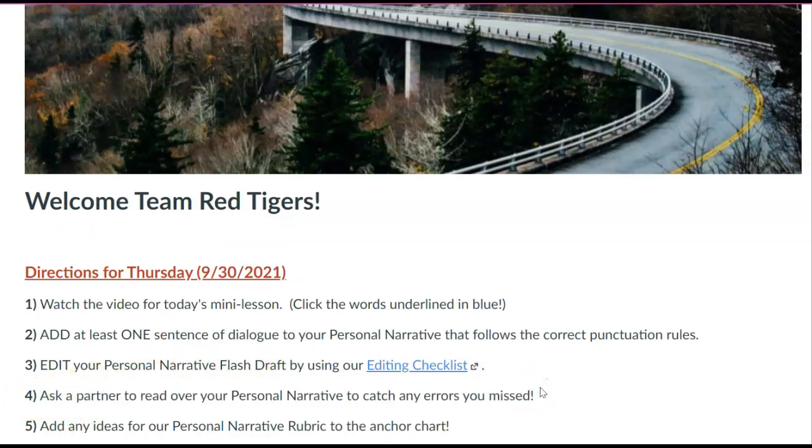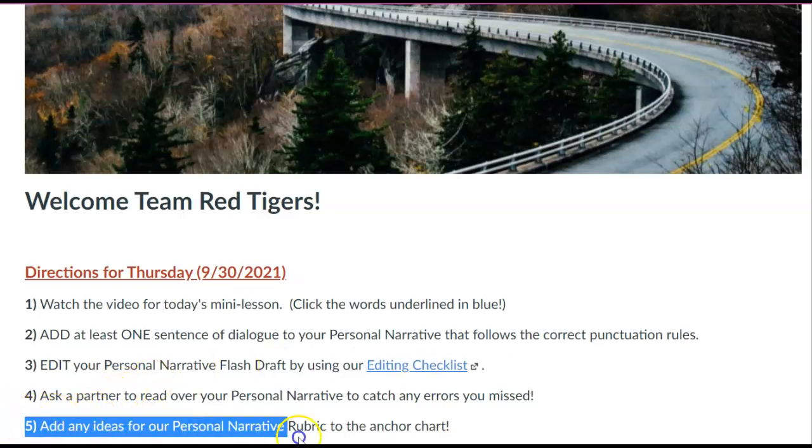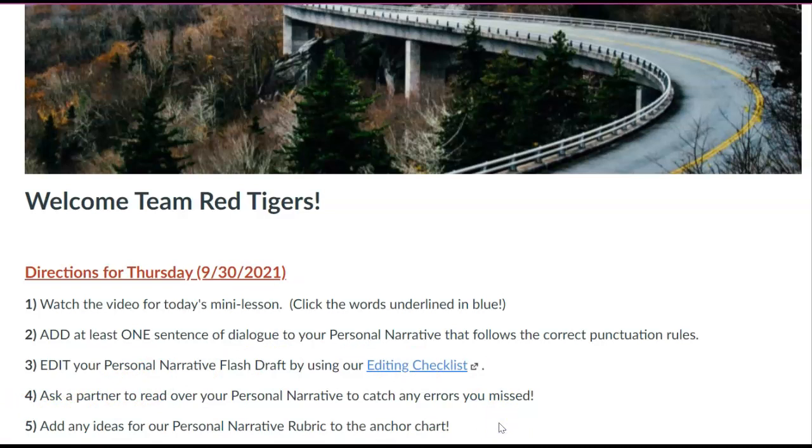Maybe you can swap with them. They could read yours, you could read theirs. Maybe some of you have tips and tricks about how to use spell check. Please go ahead and share them with each other. And finally, we're going to be turning in these stories to get graded tomorrow. And we want to know from you what you think is fair for a grade.